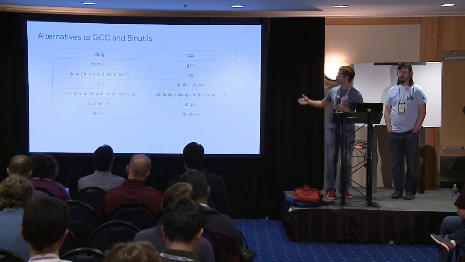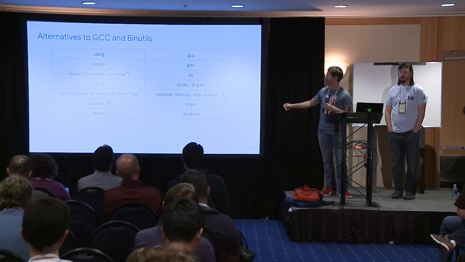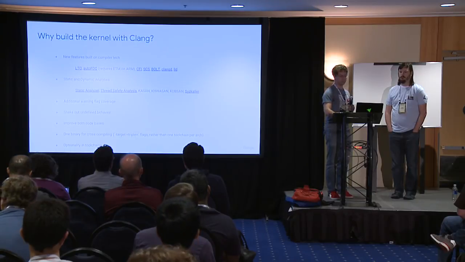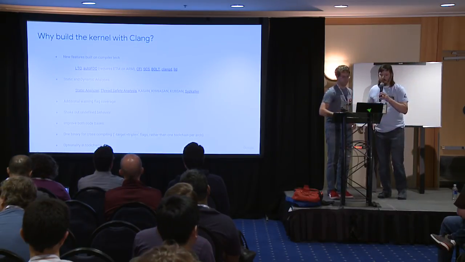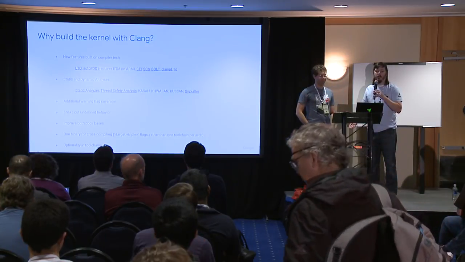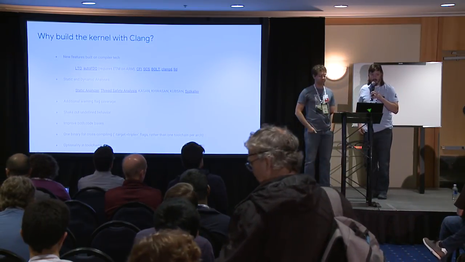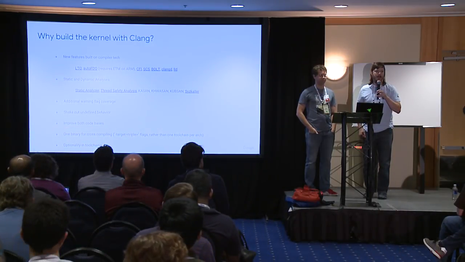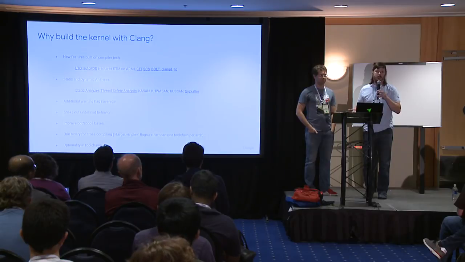And they exist as kind of alternatives to what you would get with GCC and binutils. All right, so I get this question a lot. Why should people in the kernel community care about Clang? And the short answer is competition's good. Having two compilers means that they are both going to keep evolving.